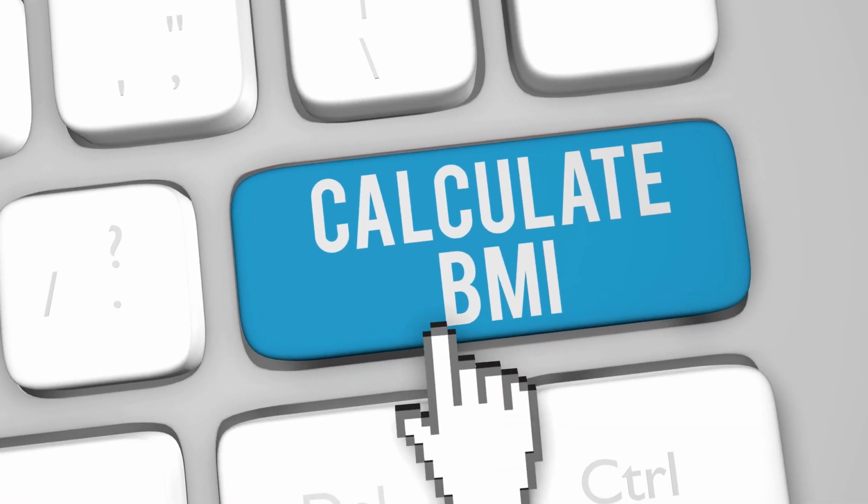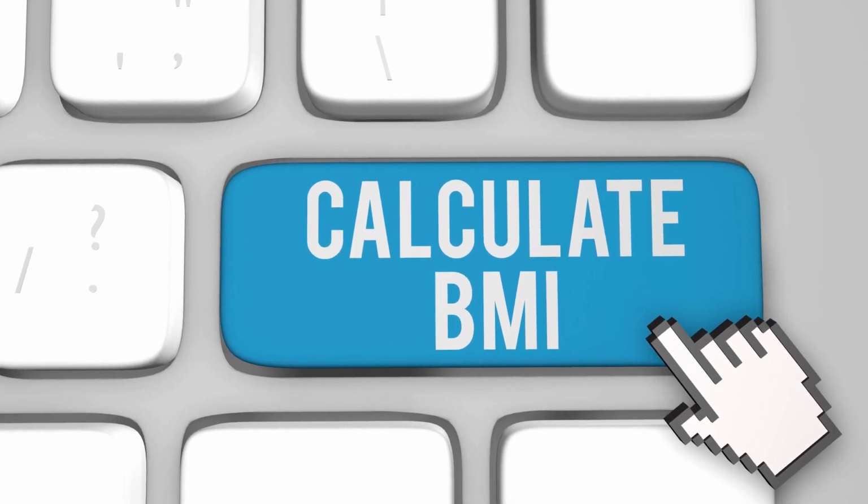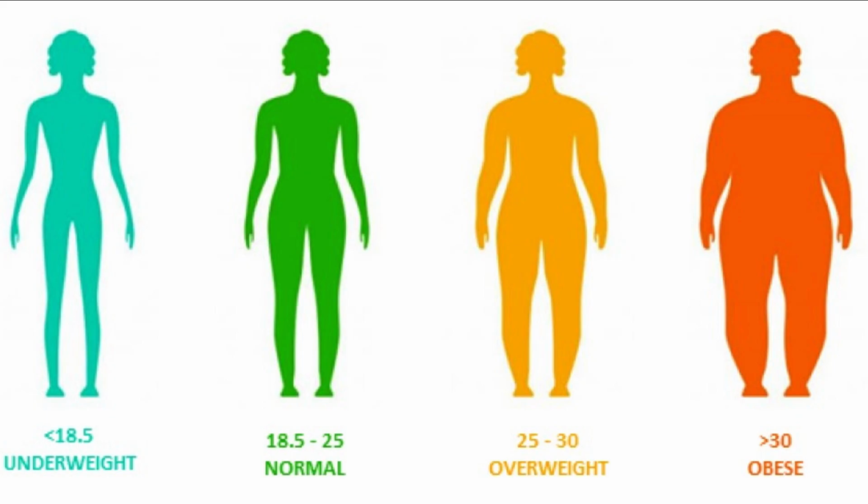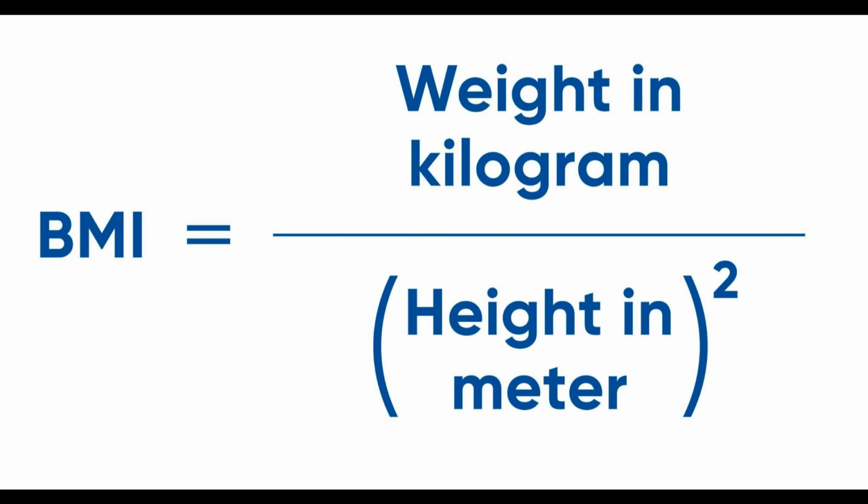To calculate the body mass index, we consider four categories: underweight, normal weight, overweight, and obese. The formula for BMI is weight divided by height squared. Let's jump to the Jupyter Notebook.